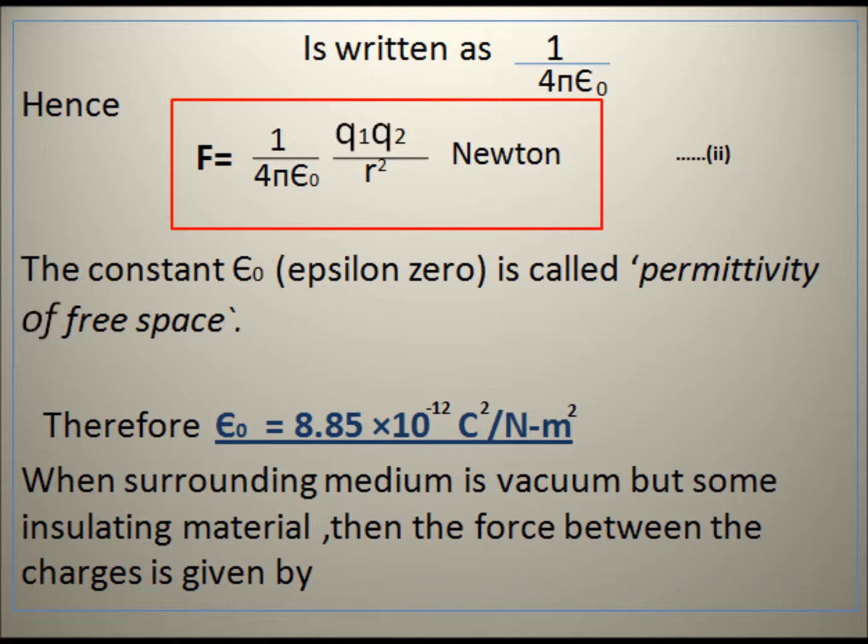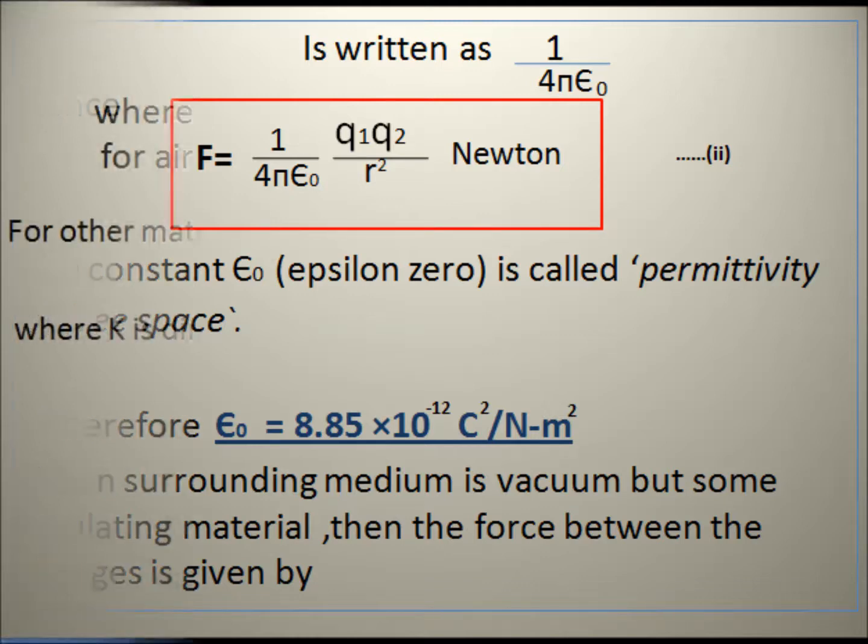which is called the permittivity of free space. We can find its value by putting the value of 1 upon 4 pi epsilon naught, which is 9 times 10 to the power 9 newton meter squared per coulomb squared, in the formula of equation 2, and we will get epsilon naught is equal to 8.85 times 10 to the power minus 12 coulomb squared per newton meter squared. In equation 2, the surrounding medium was vacuum.